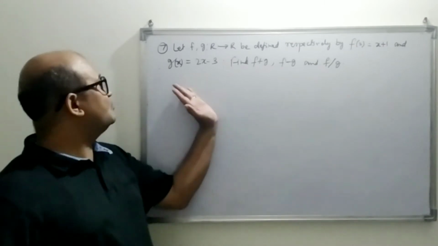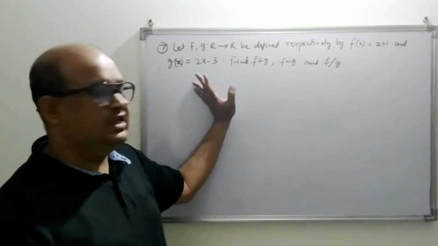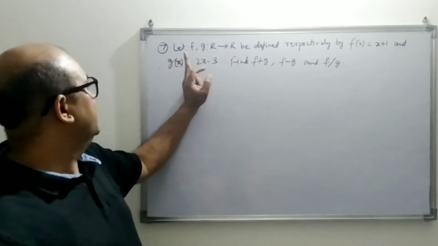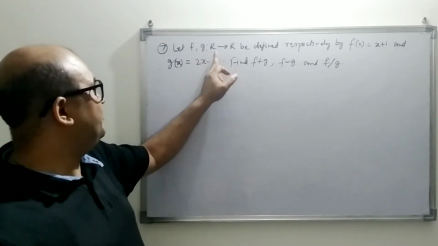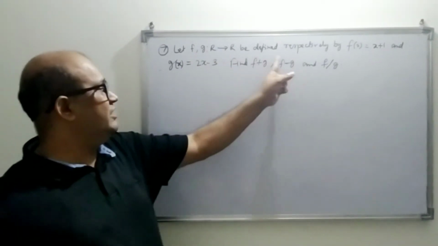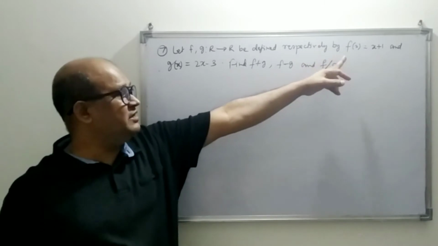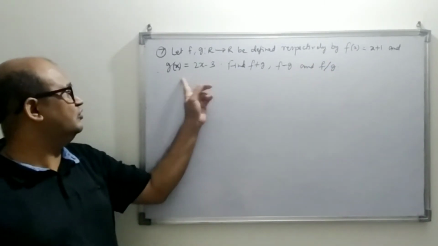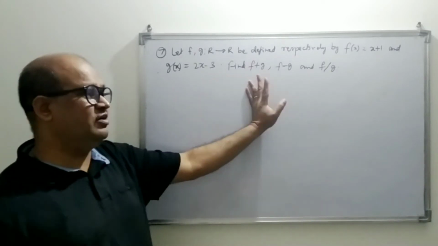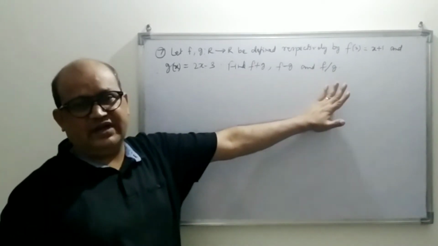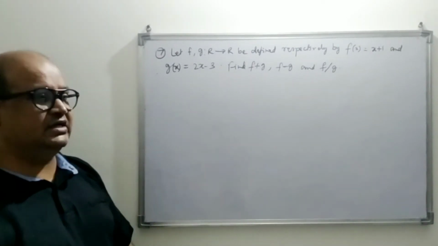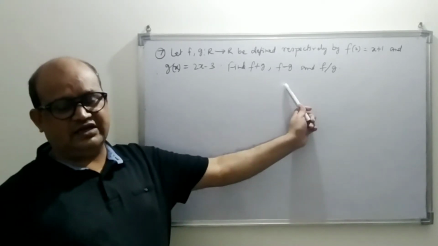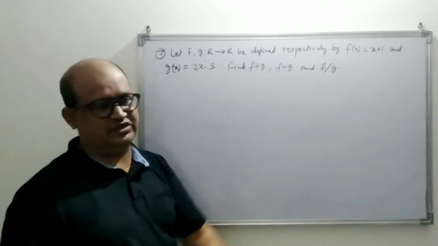Now the next question is question number 7. It says let the functions f and g mapping from R to R be defined respectively by f(x) = x plus 1 and g(x) = 2x minus 3. We have to find f plus g, f minus g and f upon g. That is addition, subtraction, difference, and we will also find the quotient.